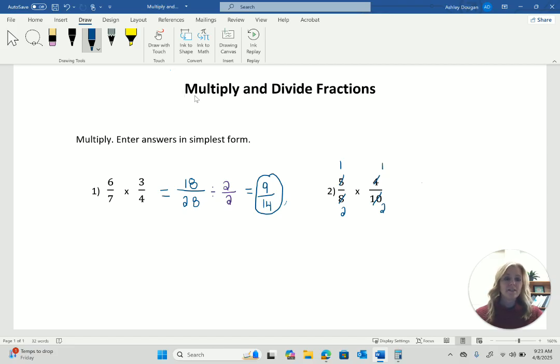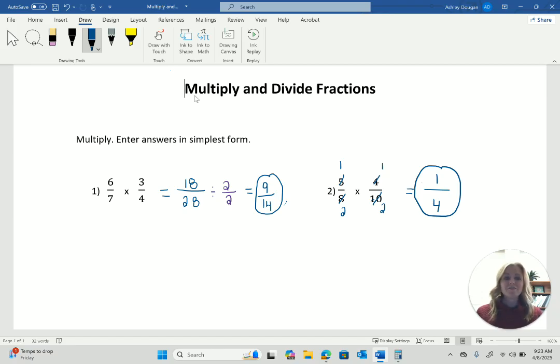Then I do the same thing. I multiply those straight across. 1 times 1 is 1. 2 times 2 is 4. When I simplify like this, the answer is in simplest form. So I don't have to then take my answer and simplify it again, as long as I picked the largest factors here. I wouldn't have to simplify again.